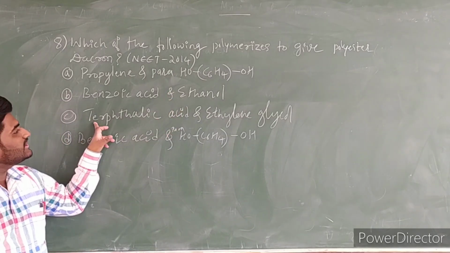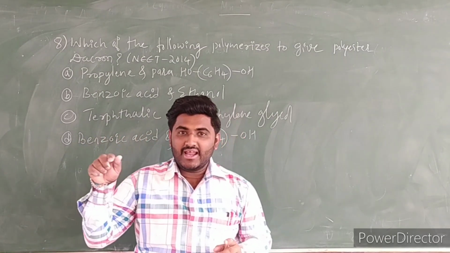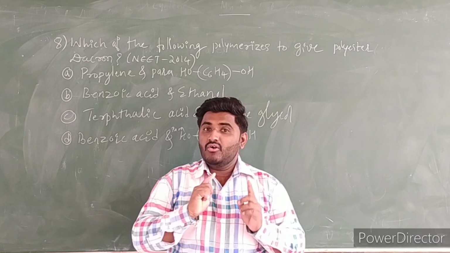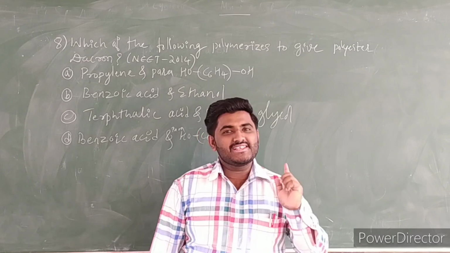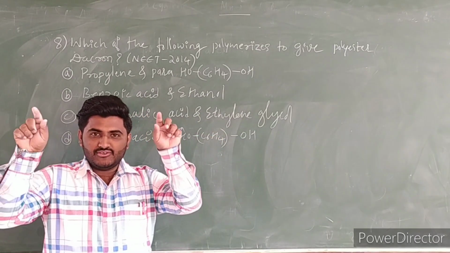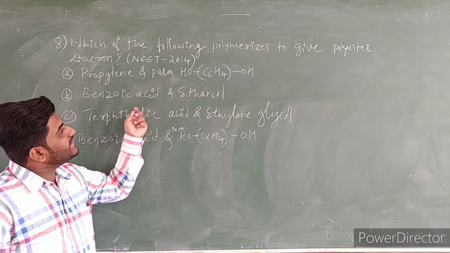The third one, you see, terephthalic acid and ethylene glycol. Correct. Terephthalic acid means you are getting a dicarboxylic acid. 1,4-benzenedicarboxylic acid is called terephthalic acid. And what is ethylene glycol? HOCH2CH2OH. That you are getting. This is our answer. How do you get terylene, guys?